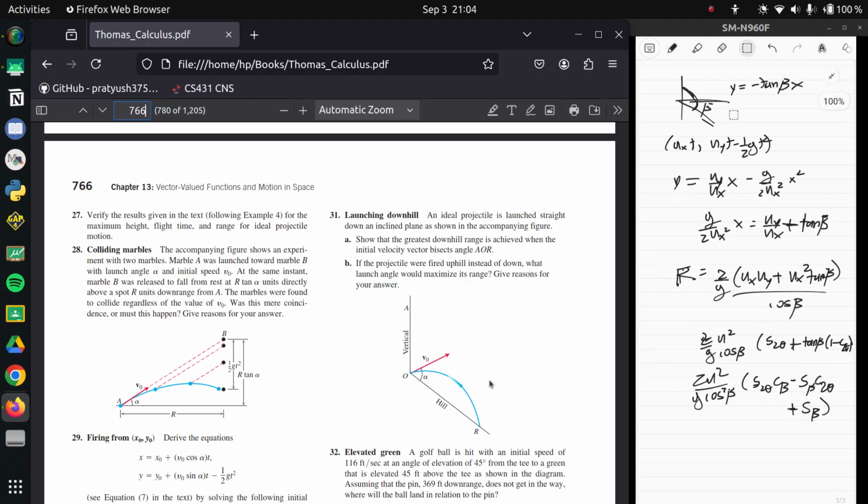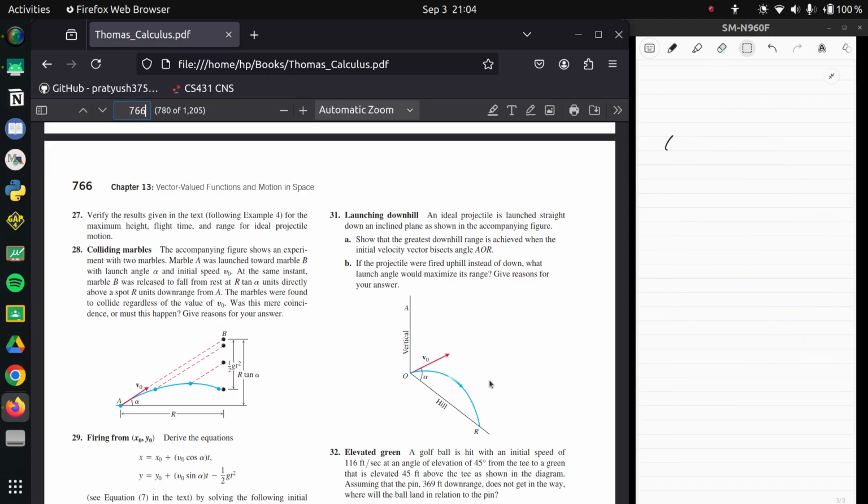Once again, we want to delete all of this, and this touch screen won't let me. Okay, god damn it. 31 is done.